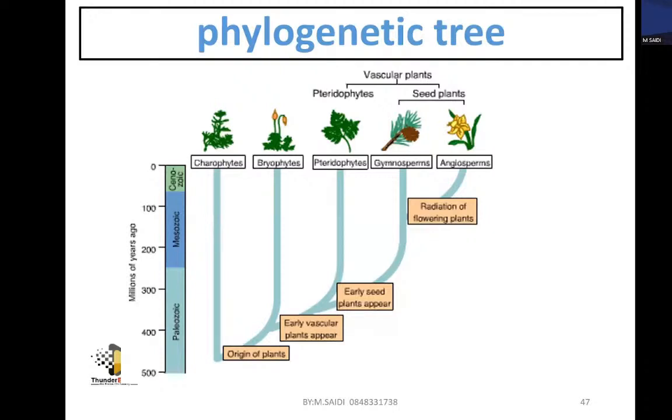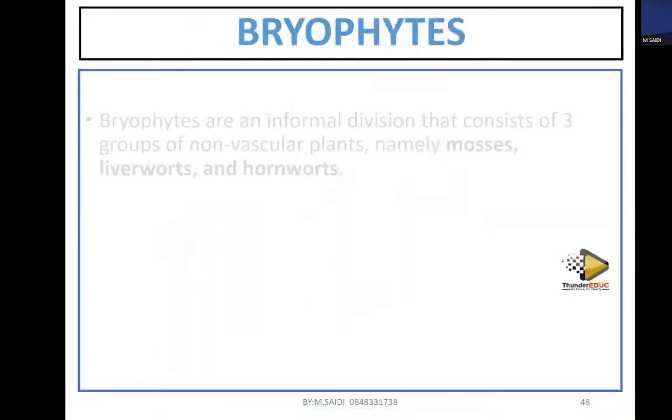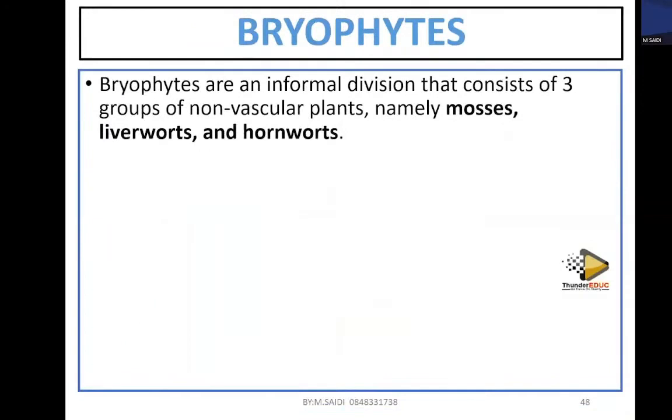I'm going to show you how we answer questions and what are some of the commonly asked questions in this topic. So we are saying that bryophytes are an informal division that consists of 3 groups.